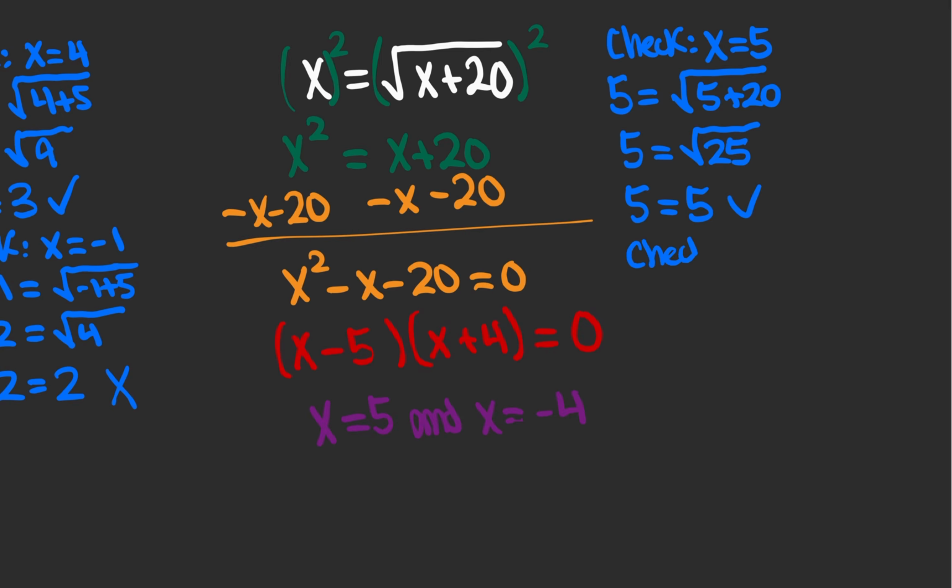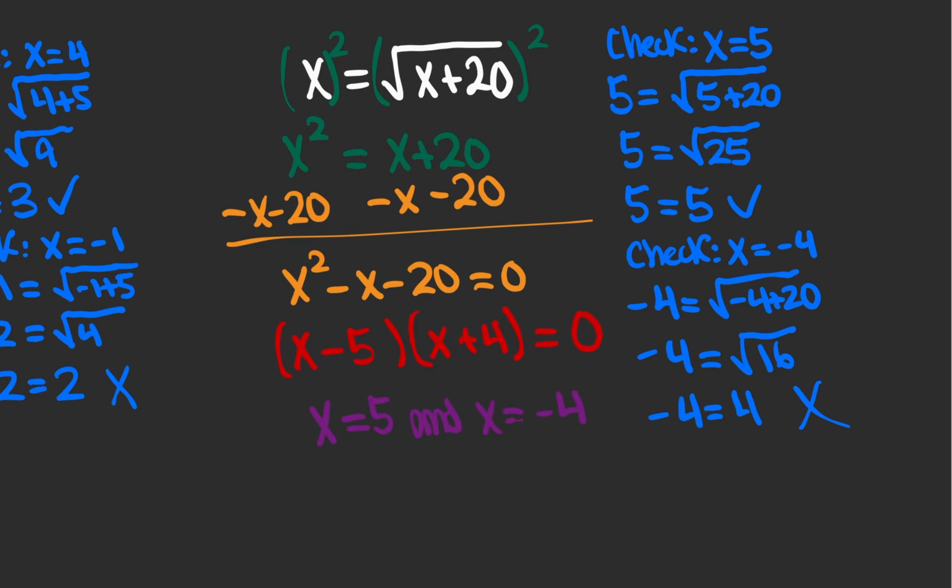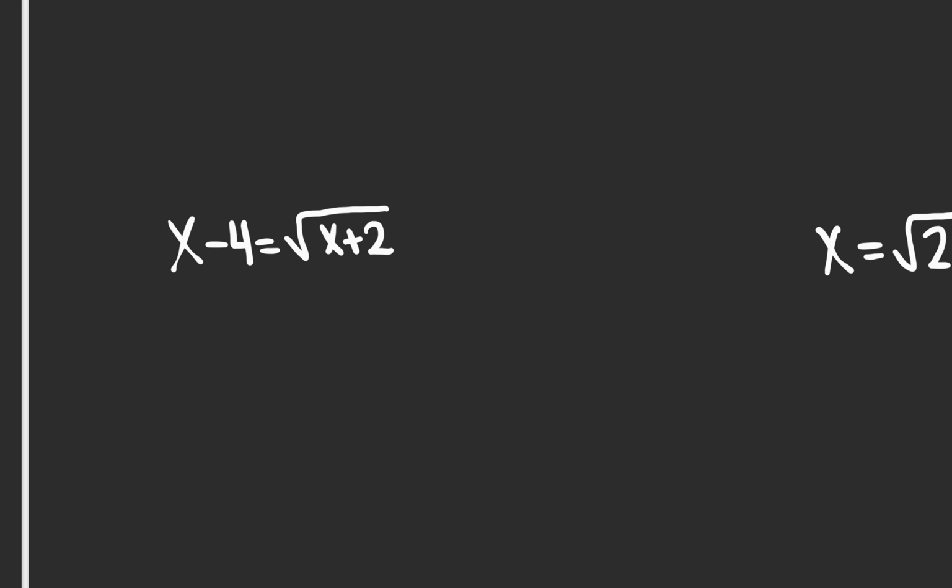Let's look at the second one. For this one, we have x equals negative 4. We substitute it back into the original. We have negative 4 is equal to the square root of negative 4 plus 20. This will leave us with negative 4 is equal to the square root of 16. Well, the square root of 16 is going to be positive 4, so this one does not check out. Hence, the only solution will be x equals 5. Let's move on to the next one.